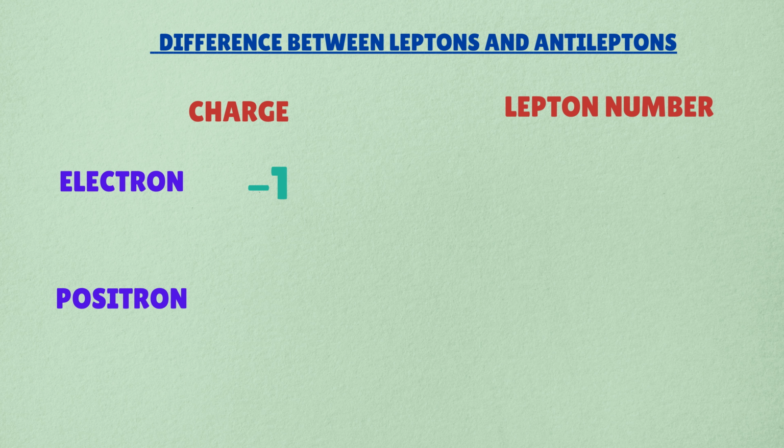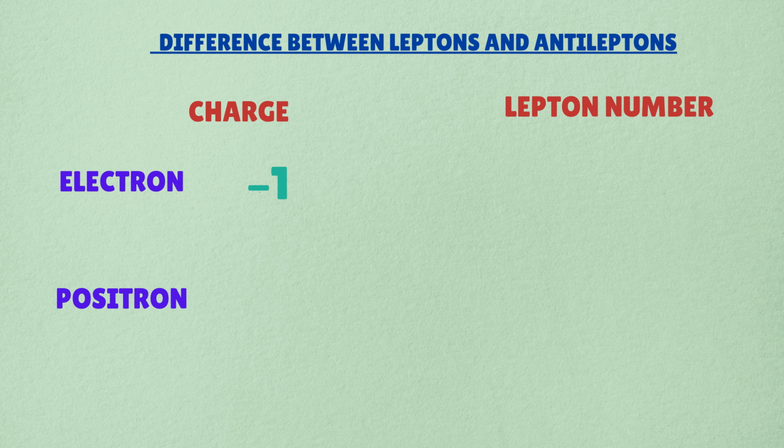Do leptons and antileptons bond together? When a lepton and its antilepton meet, they undergo a process called annihilation. During annihilation, they destroy each other and release energy, usually in the form of photons, light energy. The energy from annihilation can sometimes produce additional particles, like protons and neutrons, depending on the amount of energy involved.